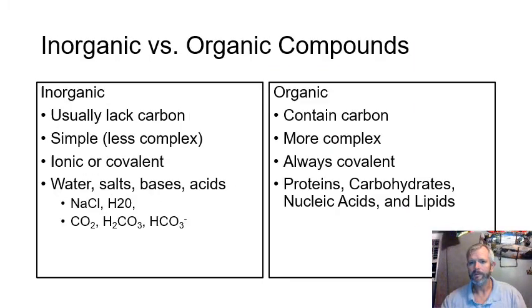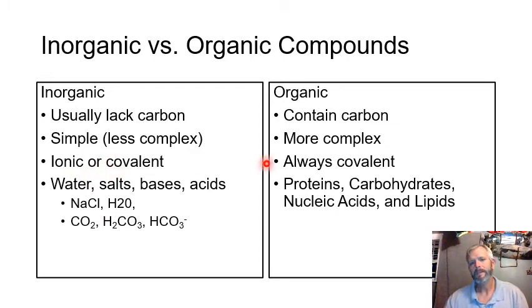And so another terminology we'll see: we get our bonds together to make these molecules, and we can make what's called inorganic or organic compounds. Inorganics are usually less complex, usually lack oxygen or carbon, but there are exceptions like carbon dioxide here. We'll see carbonic acid and bicarbonate. They do have carbon, but these are simple, less complex. Can be ionic or covalent.